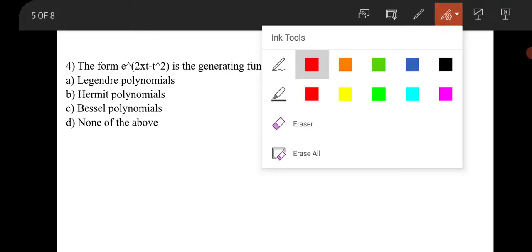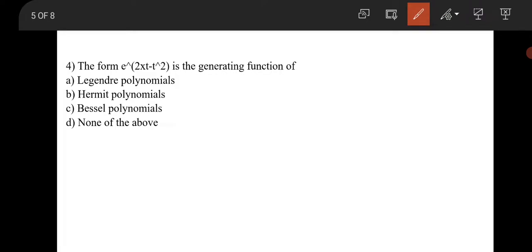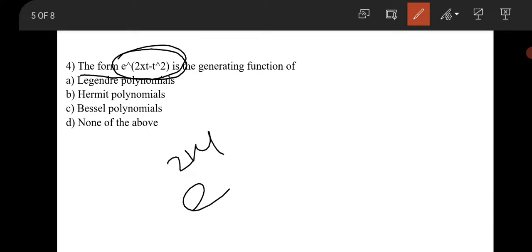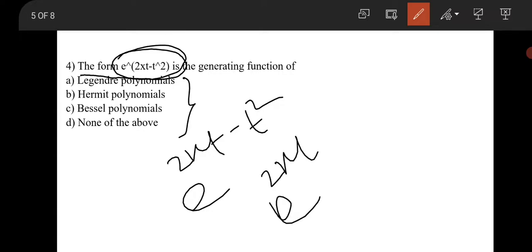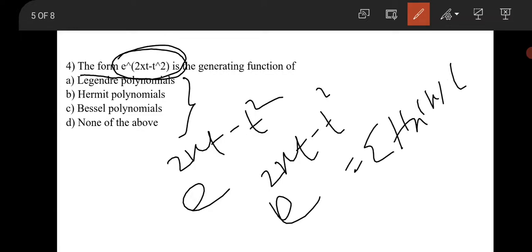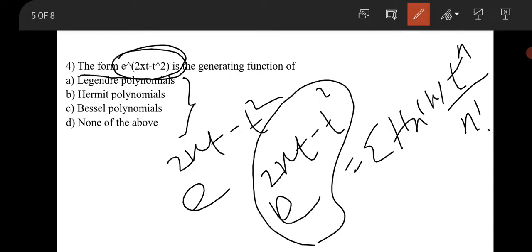The next question is from the mathematical section and it's from special functions. The question is: e to the power 2xt minus t square is the generating function for which polynomial? As you know, for a Hermite polynomial, we write the generating function e to the power 2xt minus t square is equal to summation Hn(x) t to the power n by n factorial. So the given function is the generating function for the Hermite polynomial. So the correct option will be option B, that is Hermite polynomial.